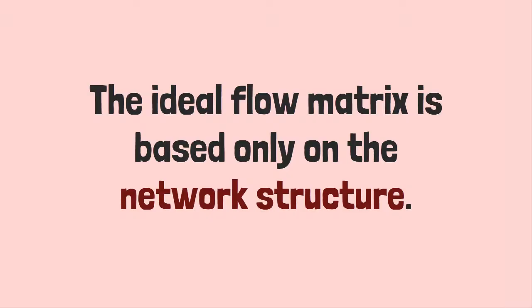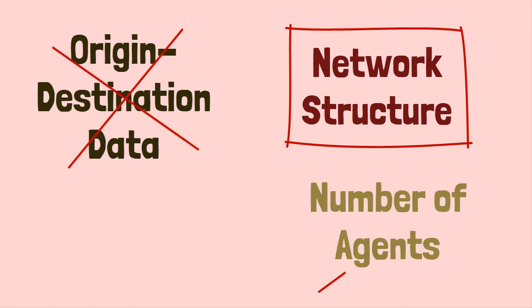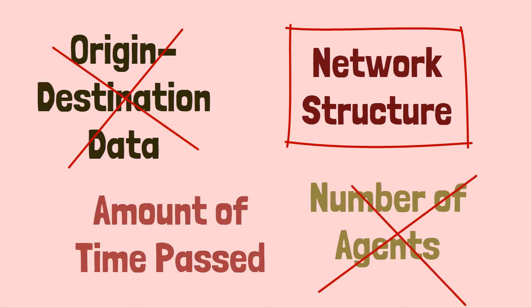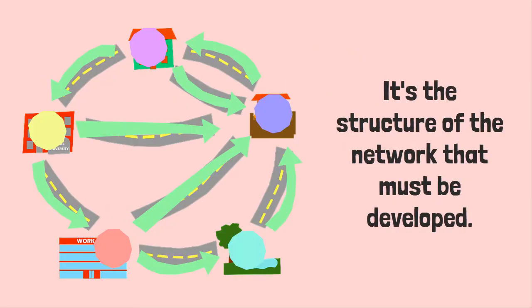The ideal flow matrix exists based on merely the network structure and the probability distribution of where the agents move towards using random walk. It doesn't depend on origin-destination demand, on the amount of agents, or the amount of time that passes by. It doesn't matter how many cars there are or how long it goes on. It's the structure of the network that must be developed.